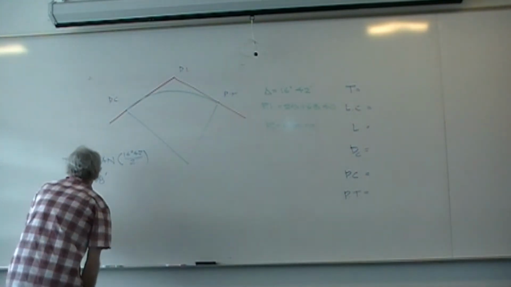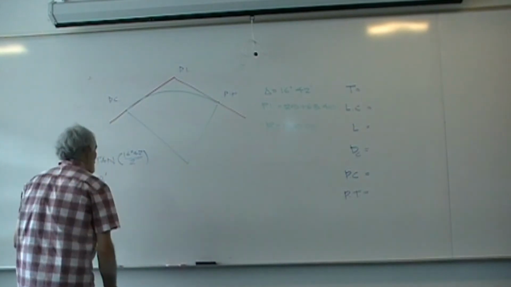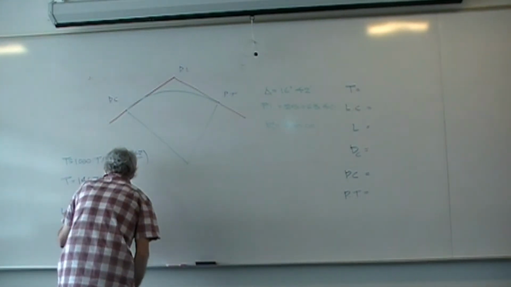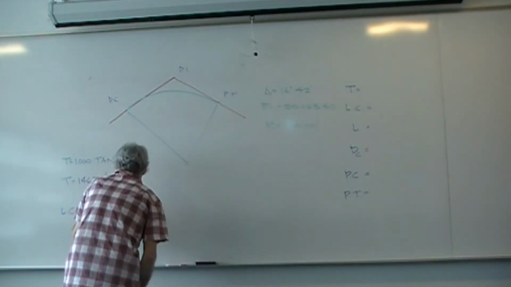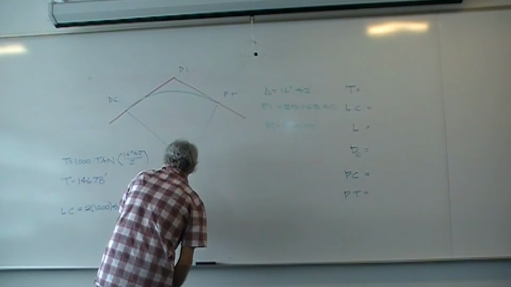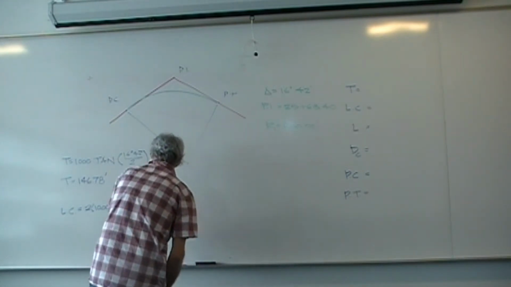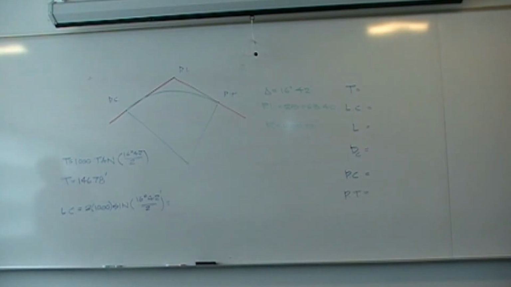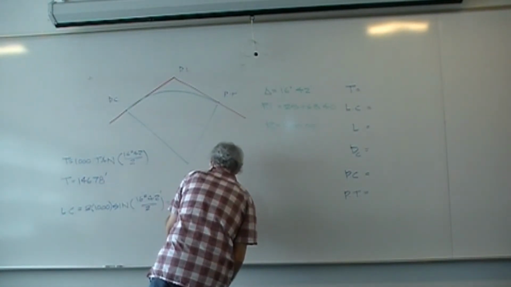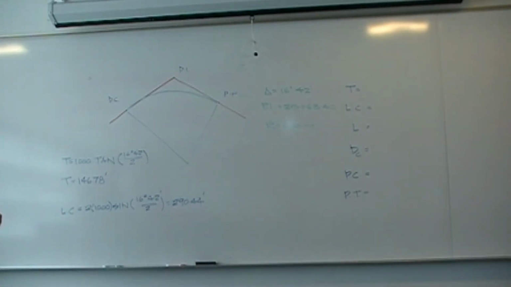To get our long chord is the relationship 2R times the sine of half of delta. So that would be 2 times 1,000 times the sine of 16 degrees 42 minutes over 2. And if we crank those numbers through, we're going to get 290.44. And of course, it should go without saying, if you're in meters, you're getting meter references and distances. If you're in feet, you're getting feet values.